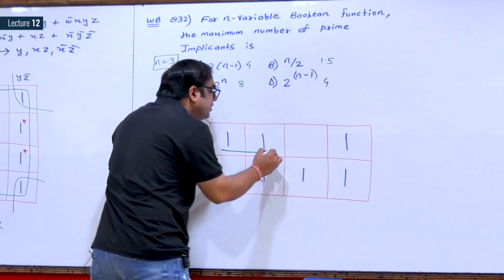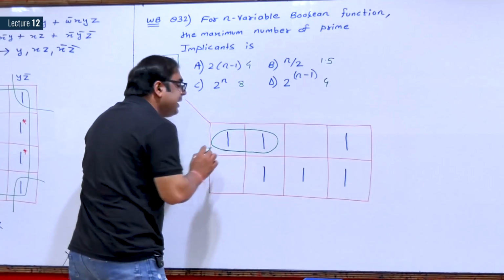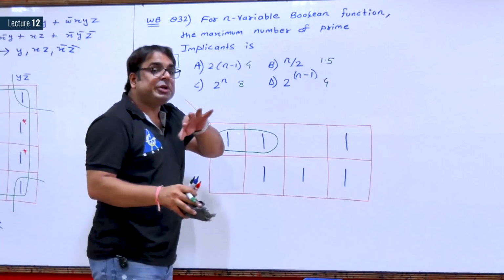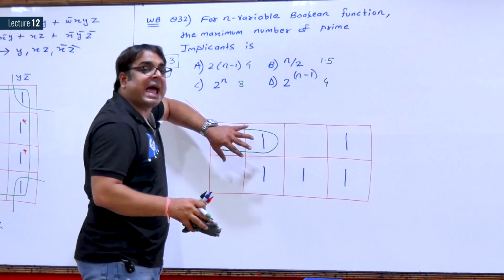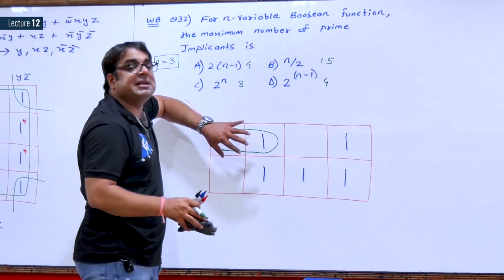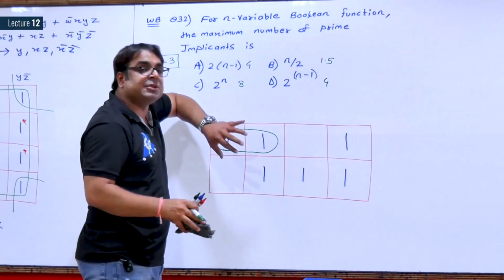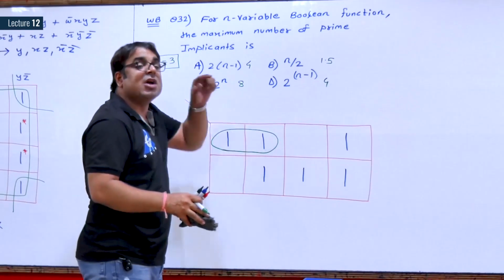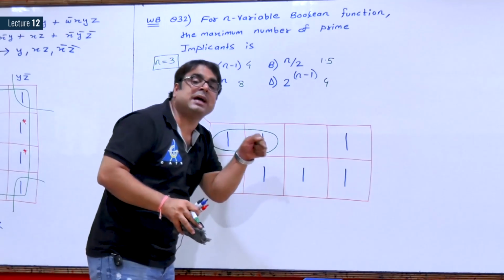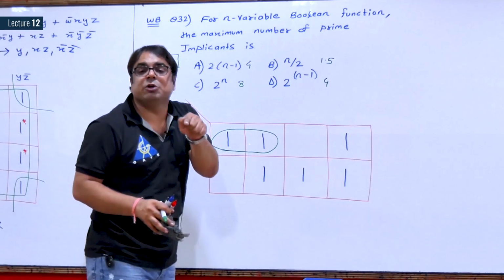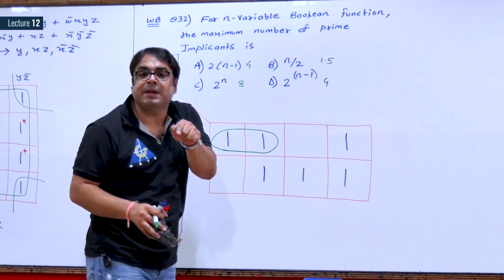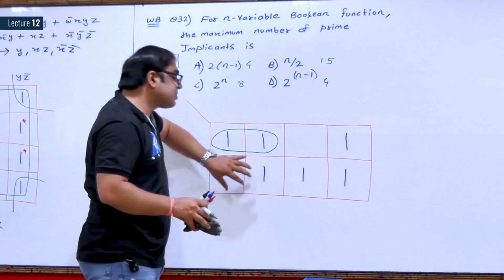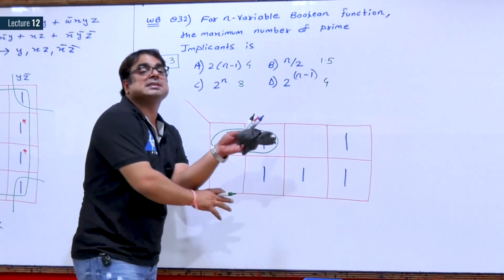Now, please count the number of pairs I can have. Again, don't look at this K-map as if you want to find the minimized expression. Never look at the K-map as if you want to find the minimized expression when you are solving a question of PI and EPI. While solving the question of prime implicant and essential prime implicant, never look at it in that manner. Just count how many pairs I can have.